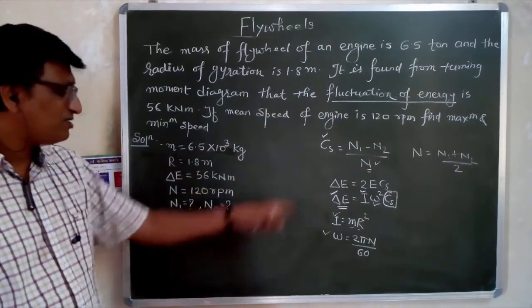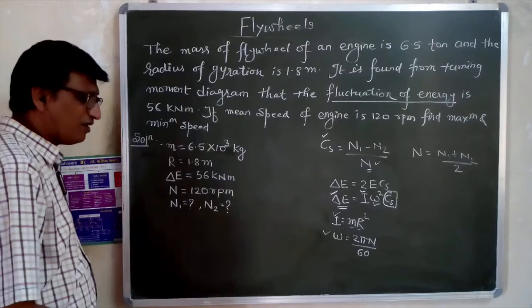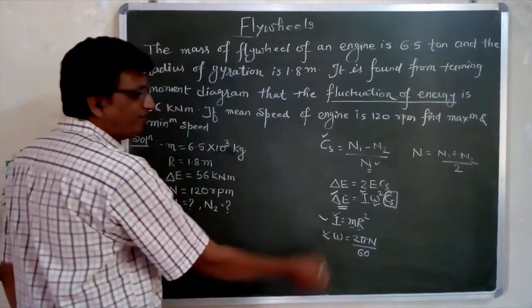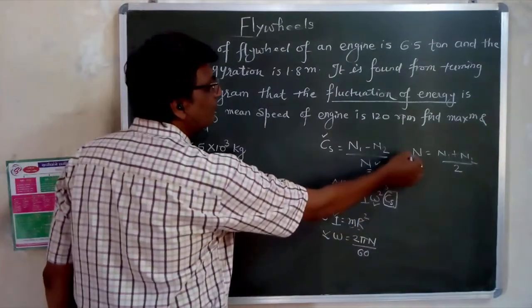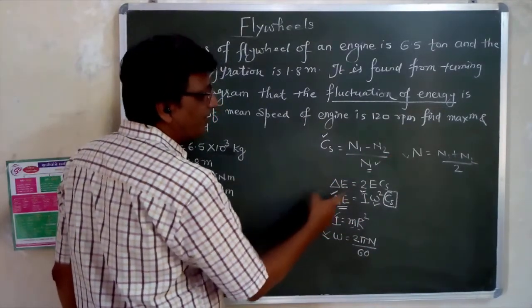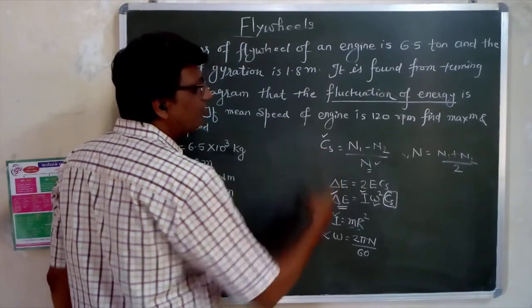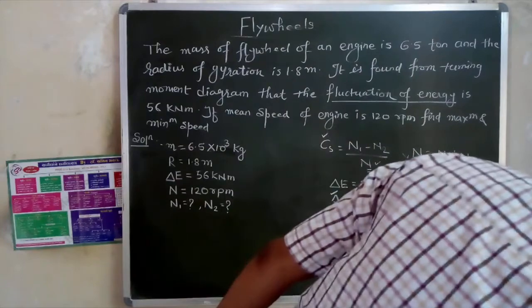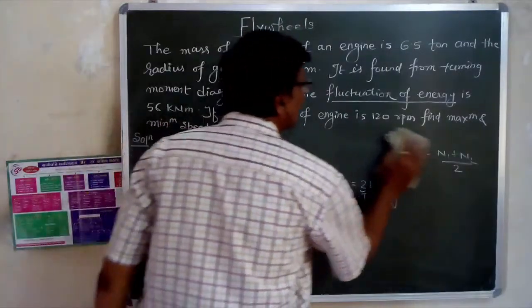Now this is nothing but a jugglery. So first of all, let us calculate this omega, this I, and you will write this equation. Then you will write this equation and find out CS, then put here, you will get the relation between N1 and N2. So let us start with the problem.